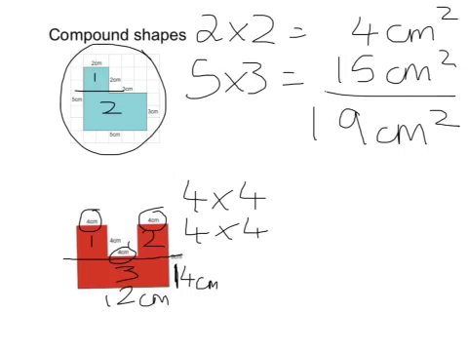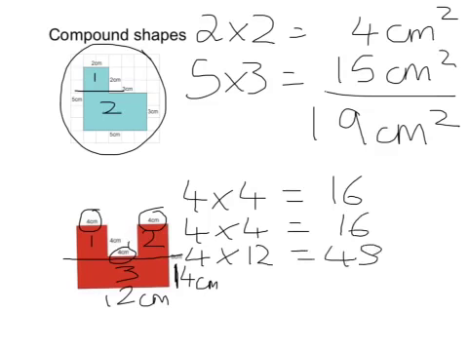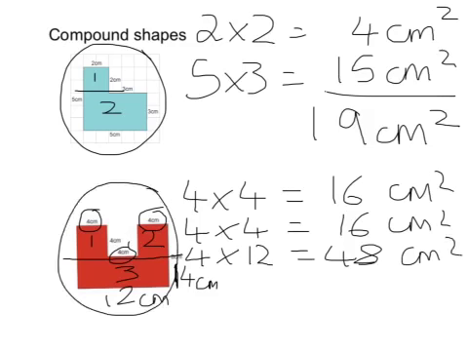So the area of shape 3 would be 4 times 12. I now need to work each of those out. And each one is centimetres squared, because each one is the area. Then, to find the total area of this compound shape, I need to add those together. 16 add 16 is 32, add the 8 is 40, add the 40 is 80 centimetres squared.